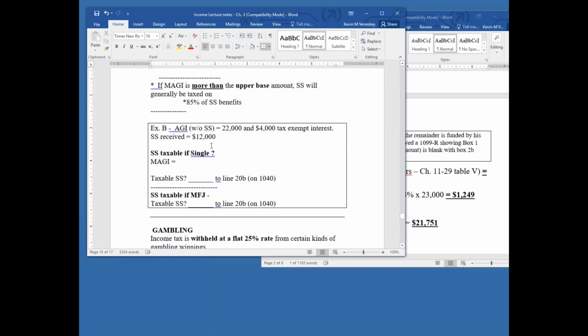Okay, here's a second example, and this one, actually go ahead and take the time and do it, and then we'll go through the answer. You have an AGI without Social Security so you're going to have to figure out what is your modified gross income when you take in all of this information. And then once you know that, how much of it is taxed. And this shouldn't say line 20B, it should say line 5B now. Okay. Go ahead and pause, and we will go through the answers here in a few seconds.